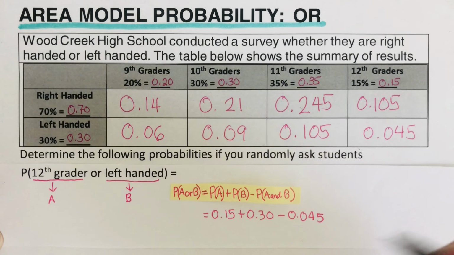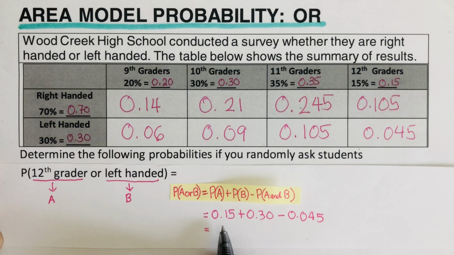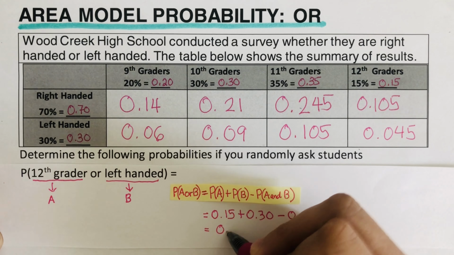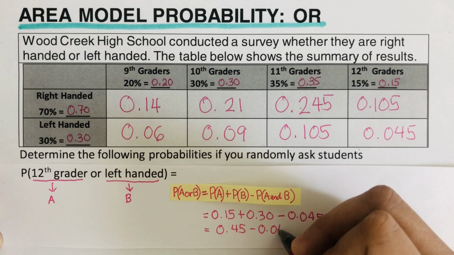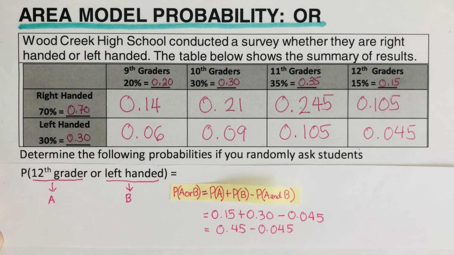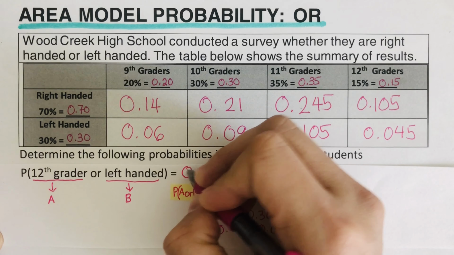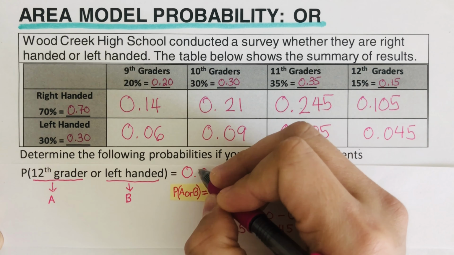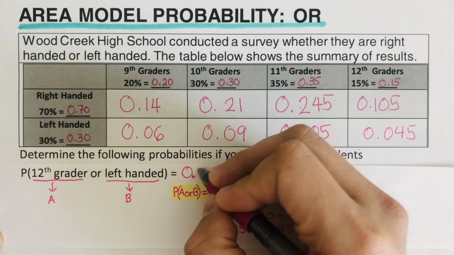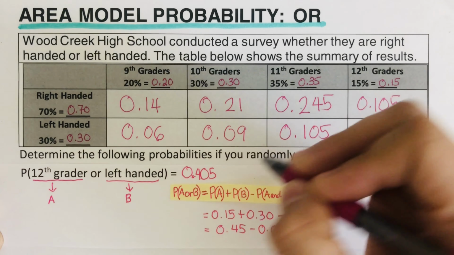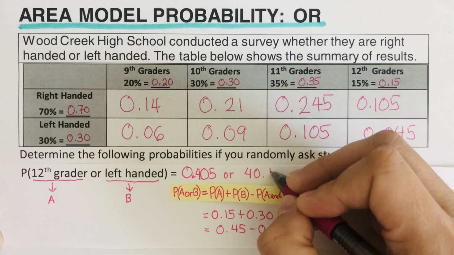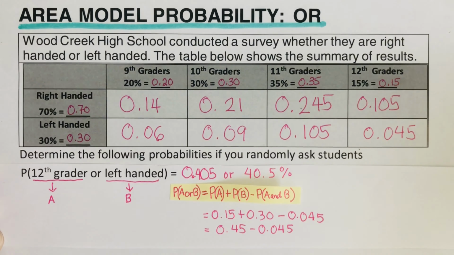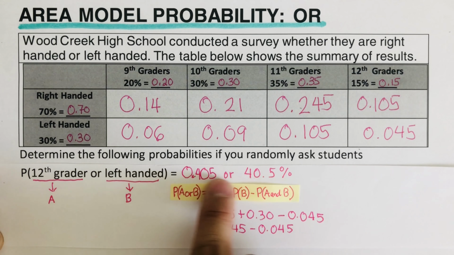0.045. And then from here, I can simplify this to be 0.45 minus 0.045. If you use the calculator, the final answer here would be 0.405 or 40.5% of the time. So that's the answer right there. So this is the answer.